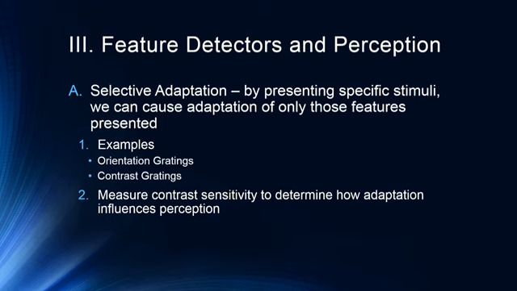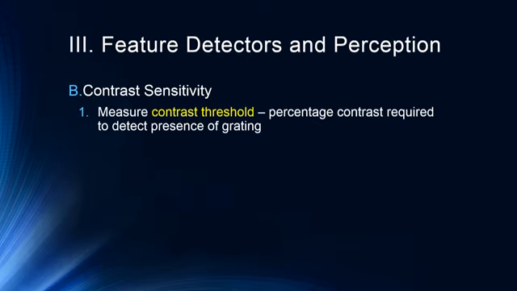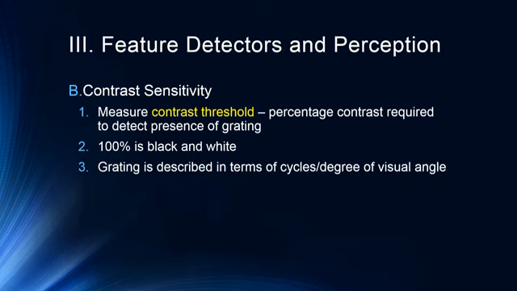So if you have someone look at a contrast grating or an orientation grating, it might influence their contrast sensitivity. Contrast sensitivity we look at by measuring our contrast threshold, which is the percentage of contrast required to detect the presence of a grating. So 100% contrast is pure black on pure white. Then we can do black on gray or gray on white, and so we have reduced percentage contrast.